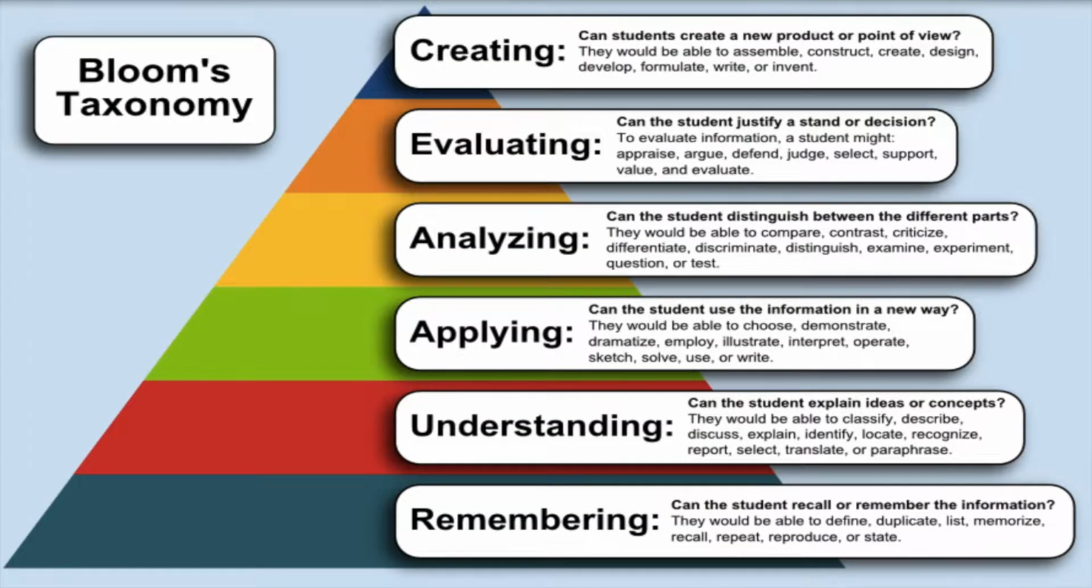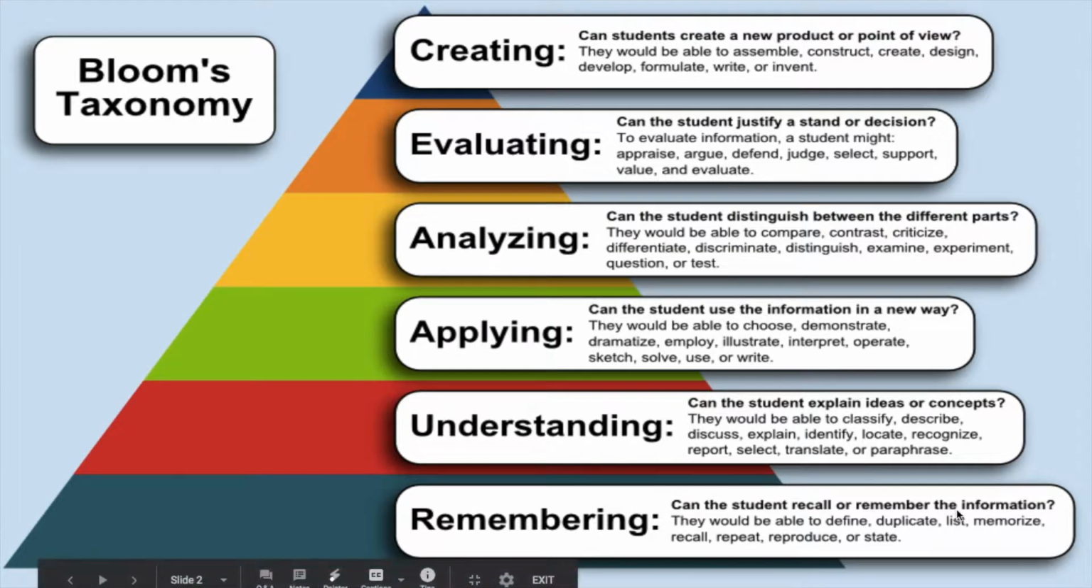There are a total of 6 levels or tiers. It starts with remembering on the bottom and grows in complexity with each tier. So remembering is simply recalling or remembering the information. Understanding, explain ideas or concepts. Applying, use the information in a new way. Analyzing, distinguish between the different parts. Evaluating, justify a stand or decision. And creating is create a new product or point of view.